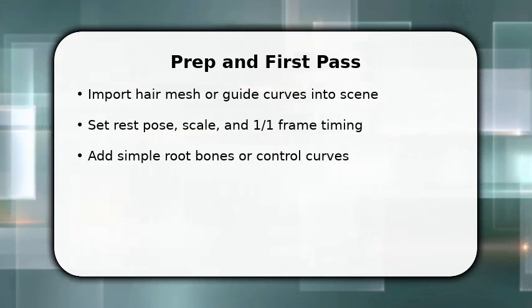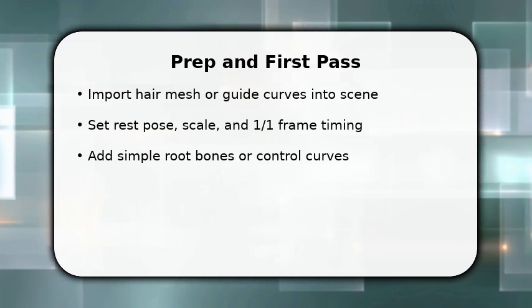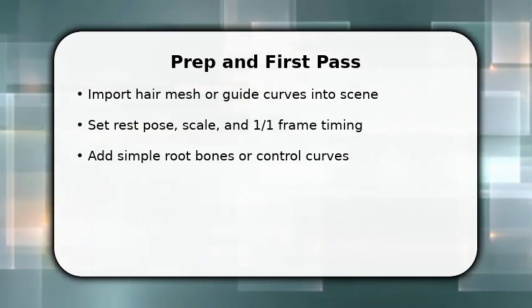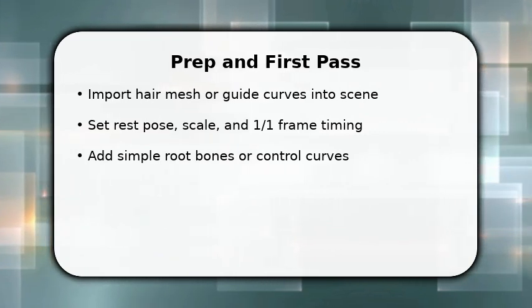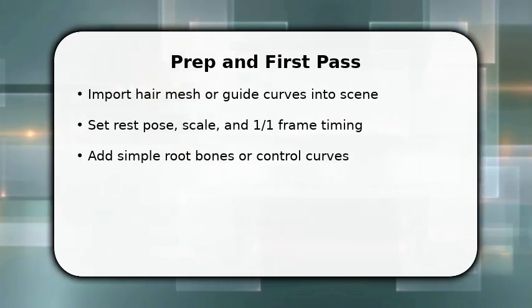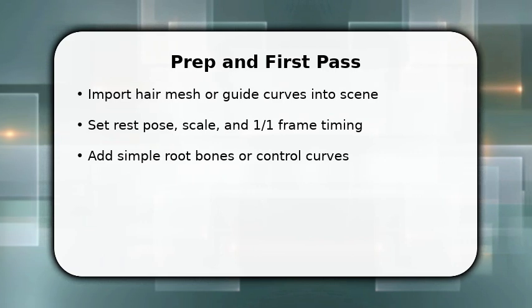Add basic root bones or control curves at the scalp. These are your primary handles. You'll immediately weight the roots to 100% and taper influence down the strand. Make sure to save a version before animation, so you can revert quickly if a change breaks the setup.